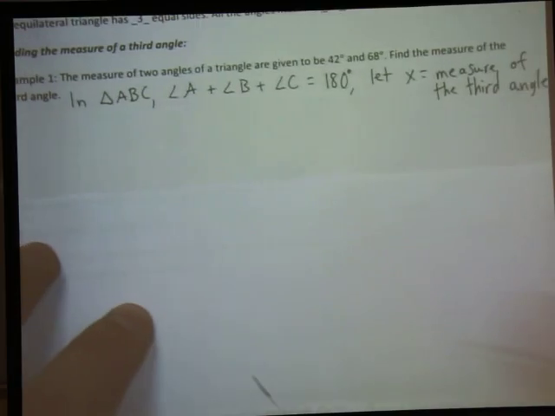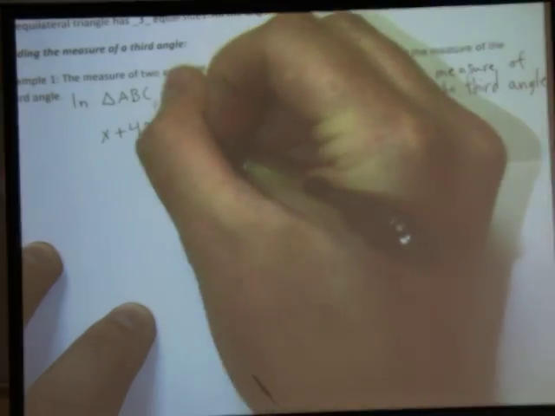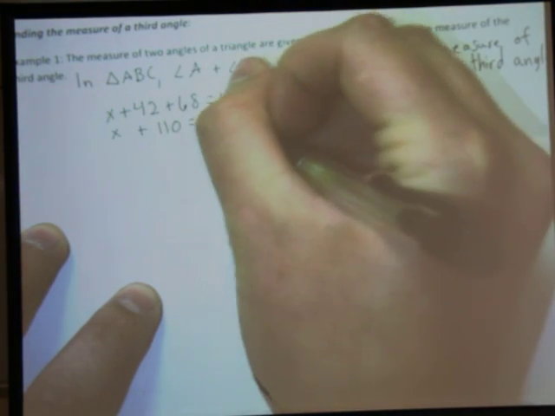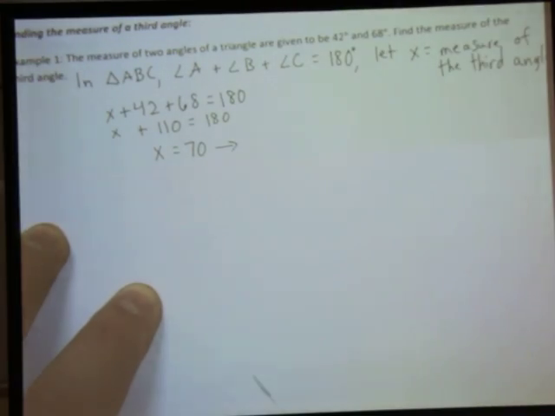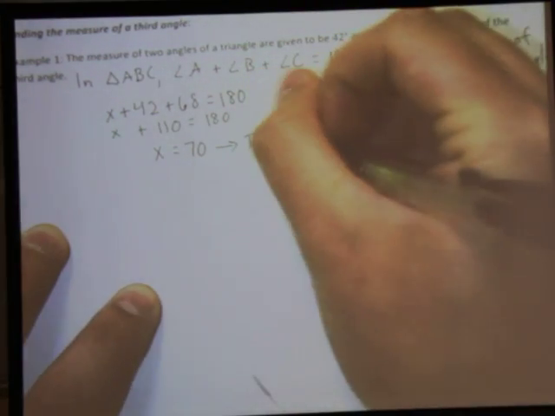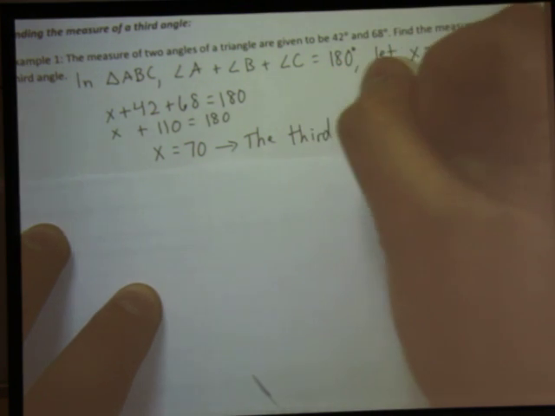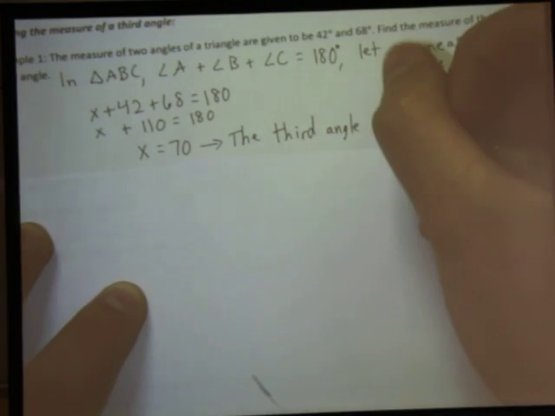Okay, so we can take this equation and set up an equation involving X and solve. What we will have is X plus the two angles that are given to us, 42 and 68 degrees, and we know that's equal to 180. So from here we're going to solve for X. We've got X plus 110 equals 180, which tells me that X must equal 70. So the third angle has a measure of 70 degrees.